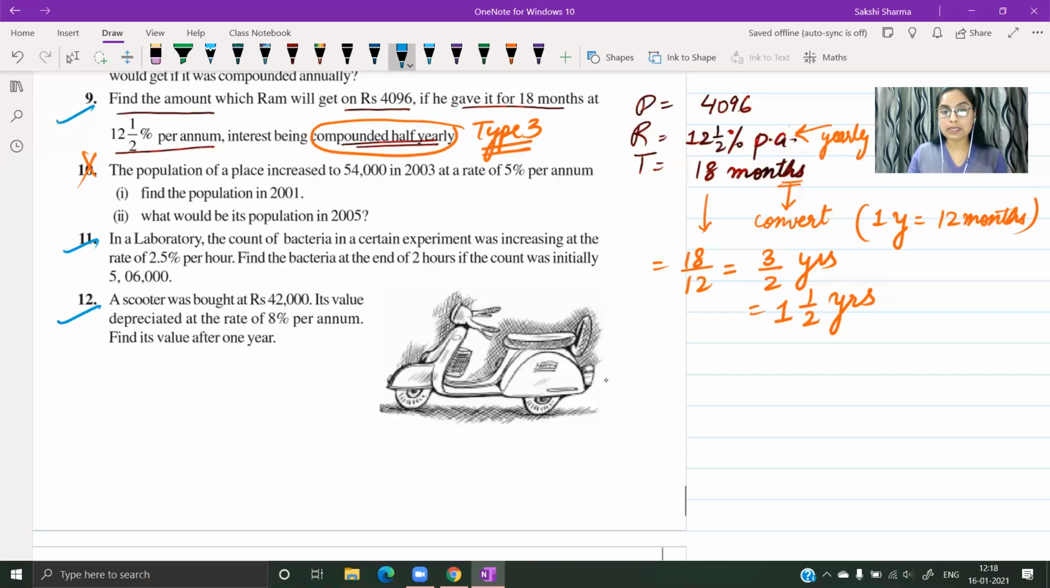the count of bacteria in a certain experiment was increasing at the rate of 2.5% per hour. This is the rate of interest. Find the bacteria at the end of 2 hours. This is the time period. If the count initially was 5,06,000. So ये starting वाला number बताया bacteria का, this will be your principal. You want to find out the bacteria at the end of 2 hours. That means you want to find out the amount.